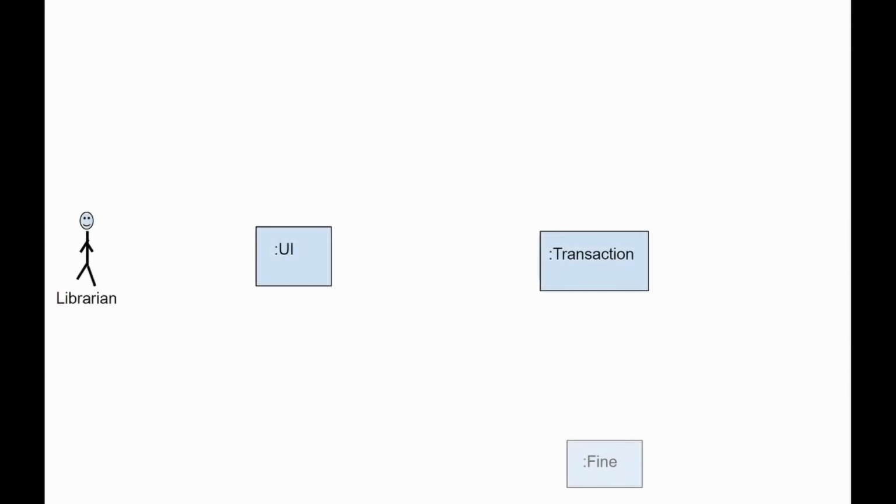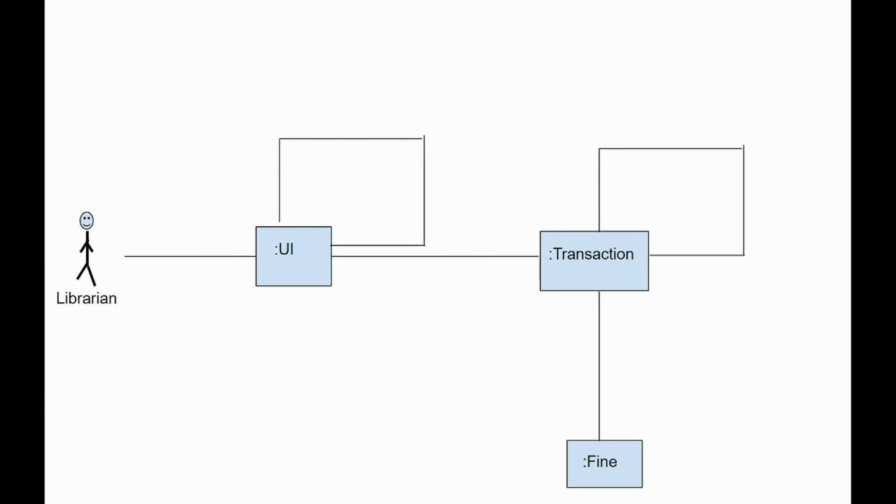Connectors drawn between objects in a communication diagram are links that allow establishing relationships between objects and show the ability of objects to send messages to each other. If an object sends a message to itself, then such a link is represented as a loop icon. The loop can be seen on both the UI object and the transaction object.